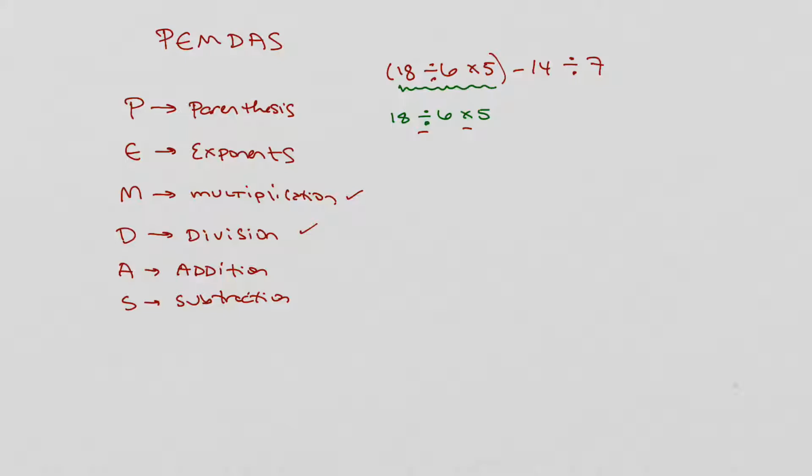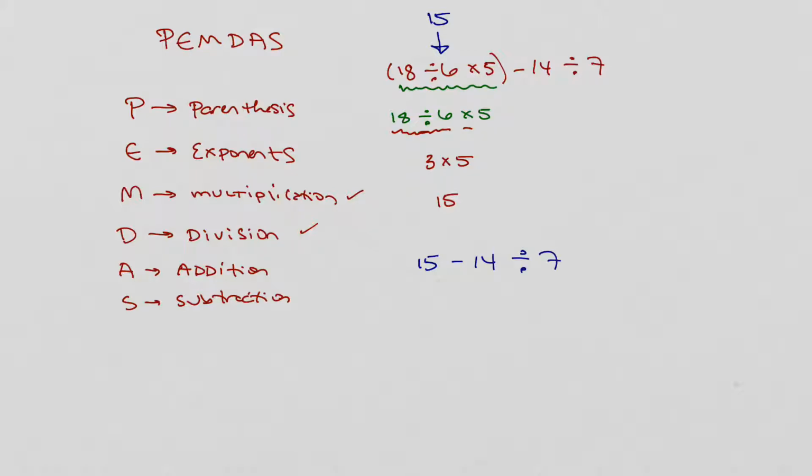So the first thing I'm going to do is look at this part, 18 divided by 6. That gives me a 3, and then I've got my times 5, so 3 times 5 gives me a 15. So this part right here simplifies into just a 15. What I'm left with now is 15 minus 14 divided by 7.